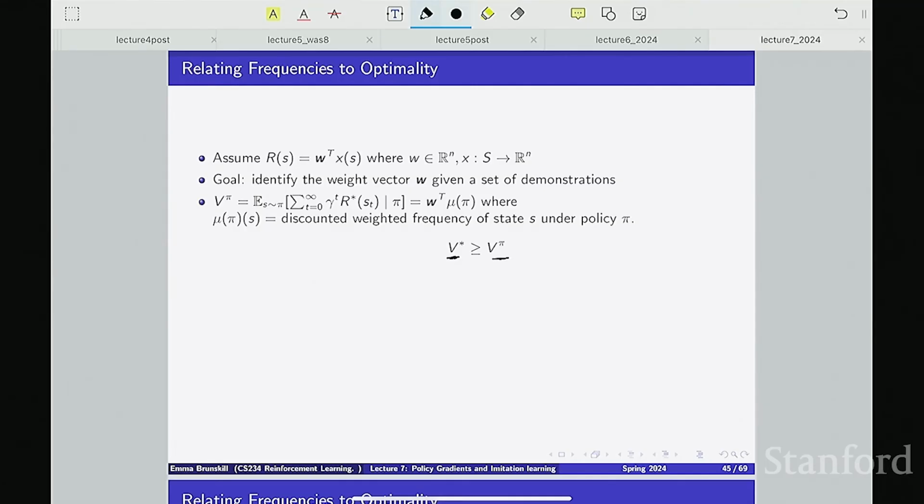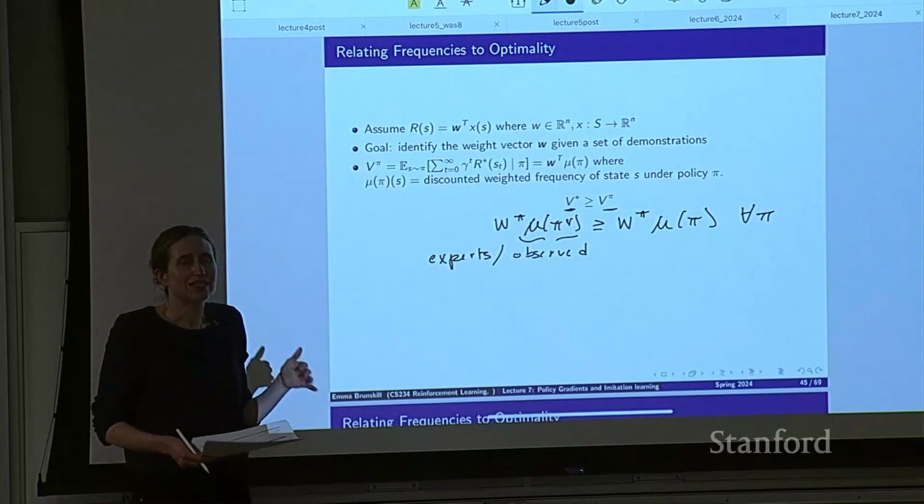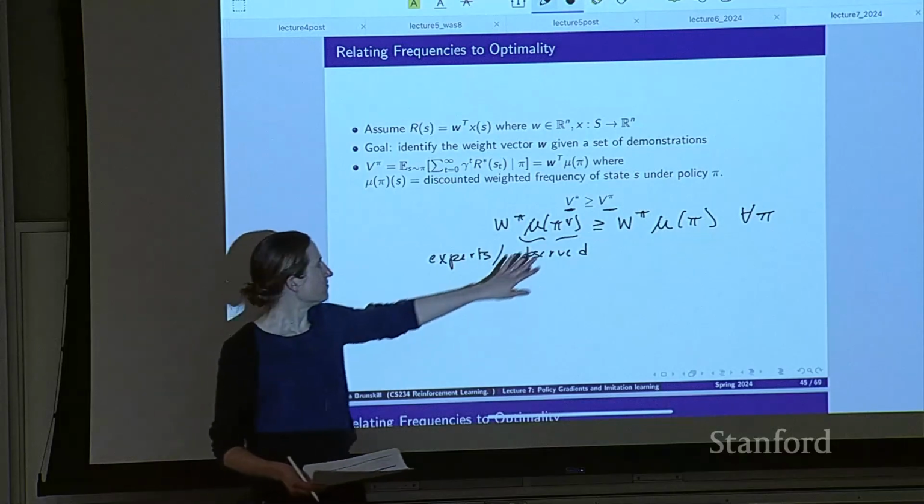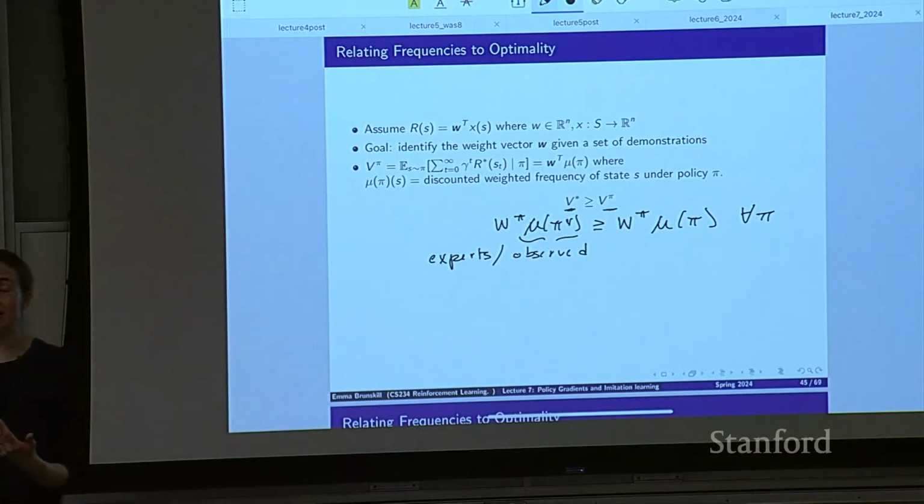And that means that W transpose mu of pi star has to be greater than or equal to W transpose mu of pi for all pi, where this is observed from experts. So what it means is that if I pick any other policy and I generate the state features you'd get under running that policy in the world, that distribution of features has to have lower reward than the features I've actually observed in my data, because I've assumed my expert is optimal.